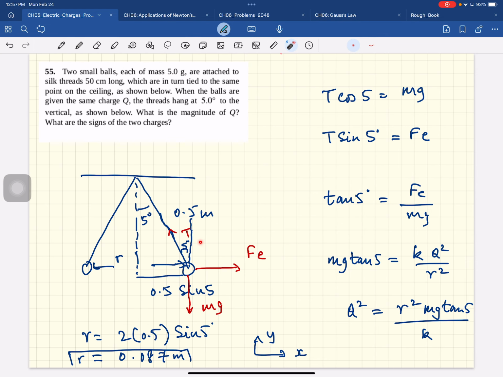Okay. What would happen if you increase the charge on the spheres? They would go even further apart? That's right. Okay, very good.